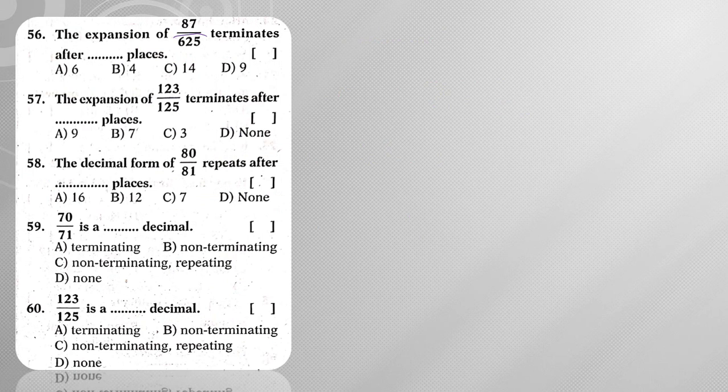So 56 means we have 625 in the denominator. So 625 I can write as 5 power 4 into 2 power 0. So clearly the denominator is 5 power 4 into 2 power 0. Here the highest power is 4, hence it terminates after 4 decimal places. Next, the same way, the denominator 125. So 125 I can write as 5 cube into 2 power 0. So here also the highest power is 3, hence it terminates after 3 decimal places.